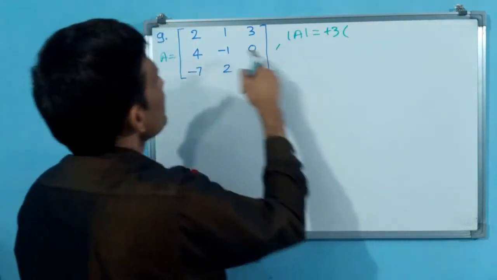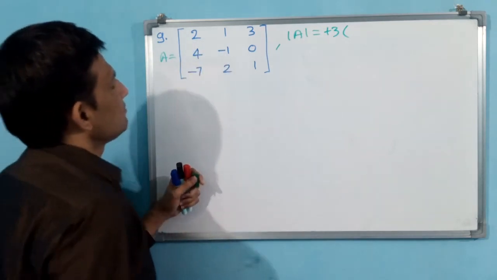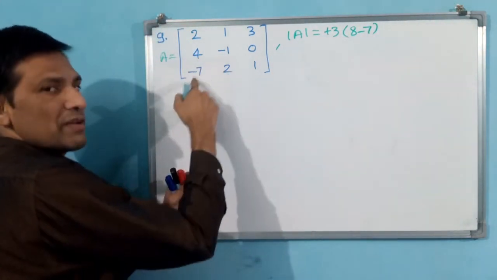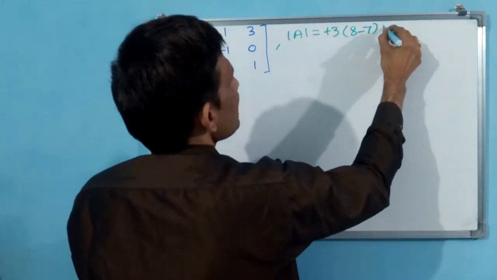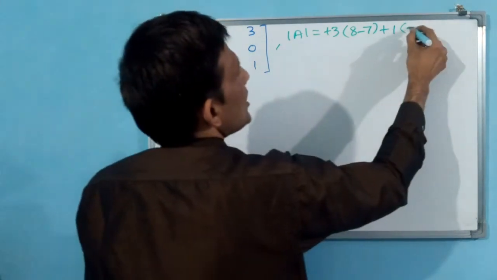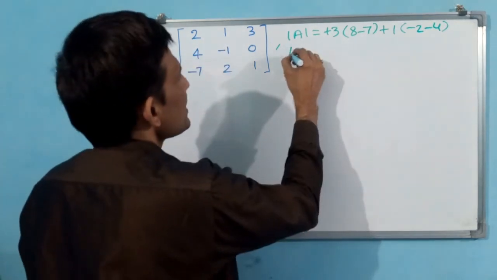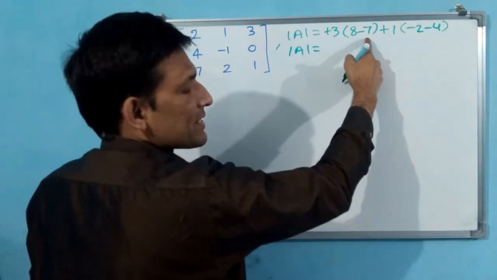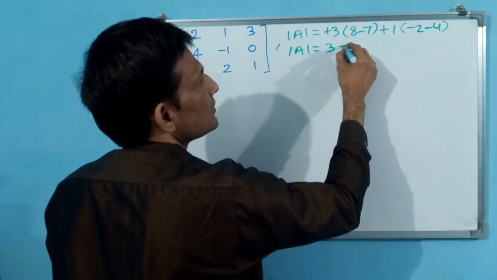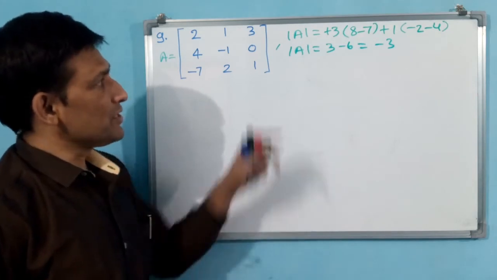Plus 3 into, you see, if you close this, 8 minus 7. Again 0 we are not taking. Again plus 1 into, 1 if you take, that means minus 2 minus 4. Is it okay? You see, minus 2 minus 4. Now determinant A is equal to, see, 8 minus 7, 1. 1 into 3, 3. Minus 6. Minus 3 is going to become. 3 minus 6 minus 3. That means determinant A is minus 3.